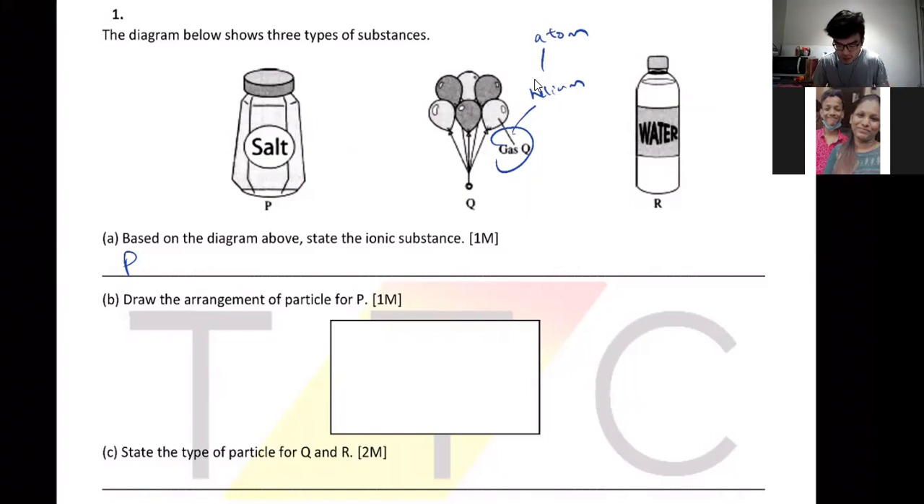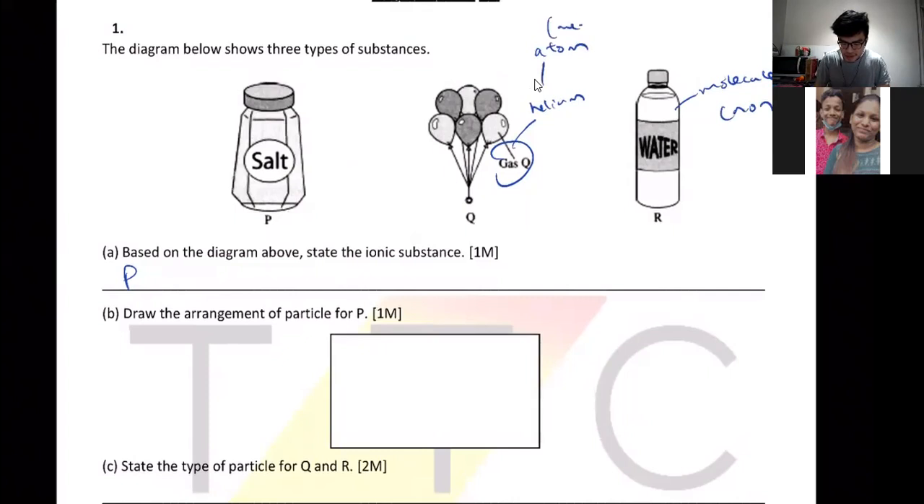So when we talk about water, water is a molecule. Water is a non-metal. Atom is a metal. And salt is a metal plus non-metal. So when you have metal plus non-metal, this is an ionic substance. I hope you still remember.